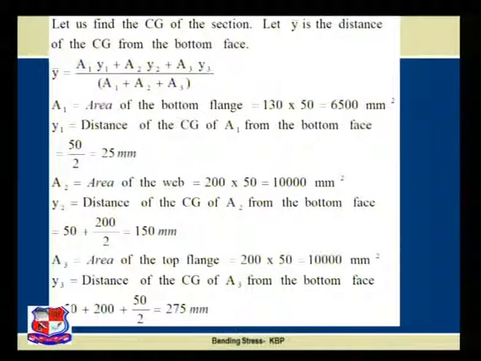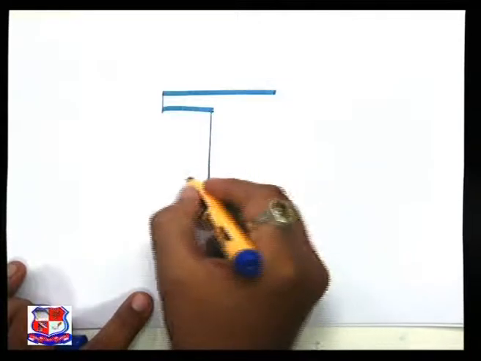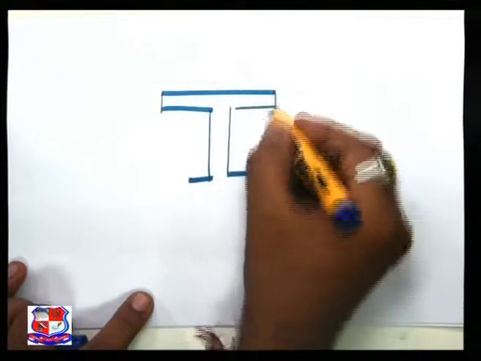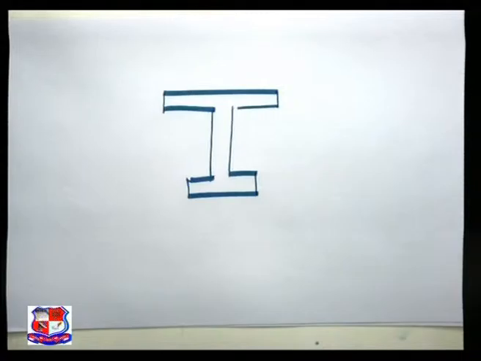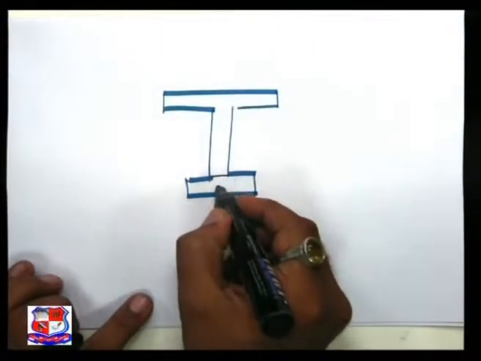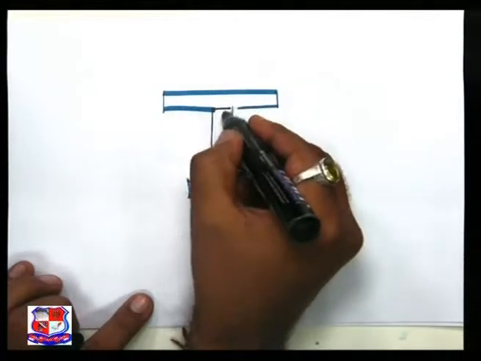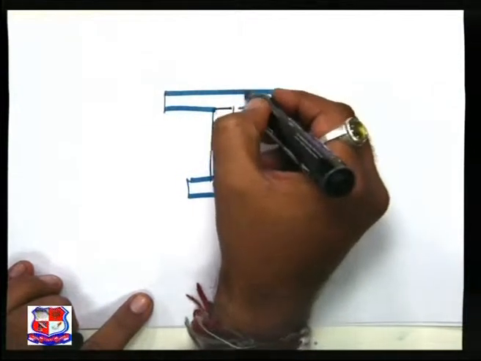So let us find the CG of the section, and let Y be the distance of the CG from the bottom face. So what do we do? We divide the given figure into three parts. Let us see over here what those three parts are. Given I section is over here. So we divide the given I section into three parts: number one part, second rectangular part, third rectangular part.